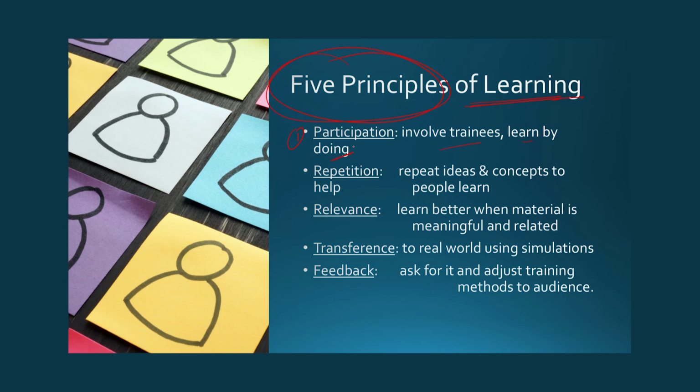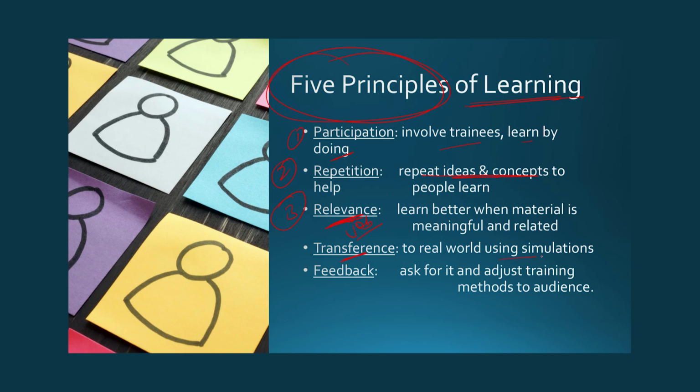So whenever training is being given, the participation of the members should be properly engaged there. Second is reinforcement or repetition. Repeat the ideas and concepts for the people to learn. This will help them retain them in their mind. Third is relevance. People learn better when material is meaningful and related. So relevance of material to the job is very much required. If they have to do the job of a carpenter and you are teaching them how to make electric connections, there is no point. So relevance of the training to the job is highly essential.